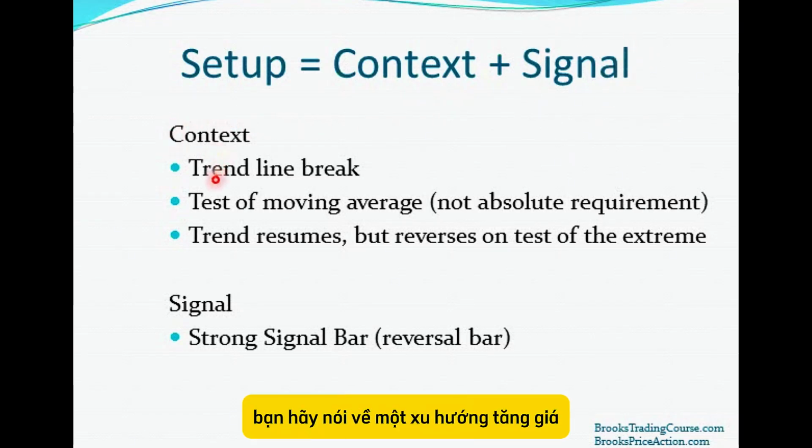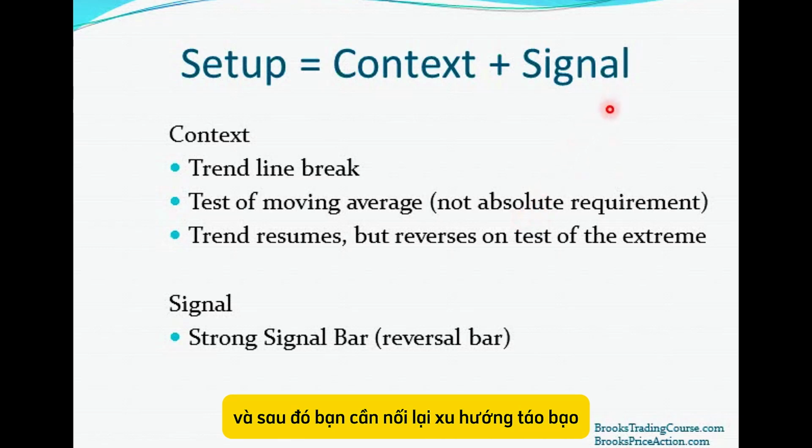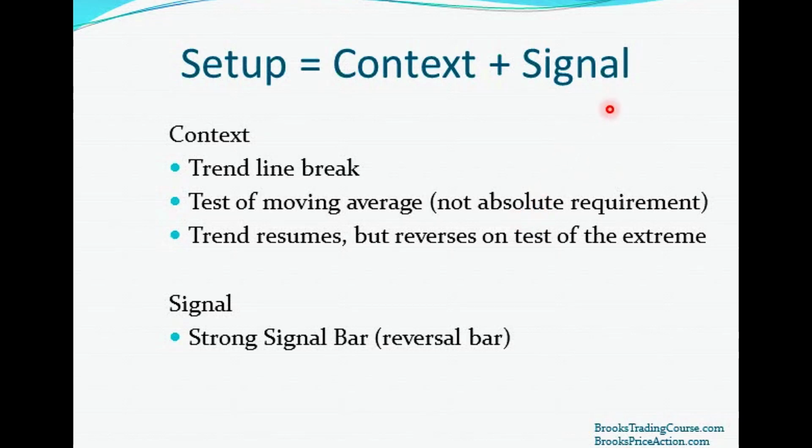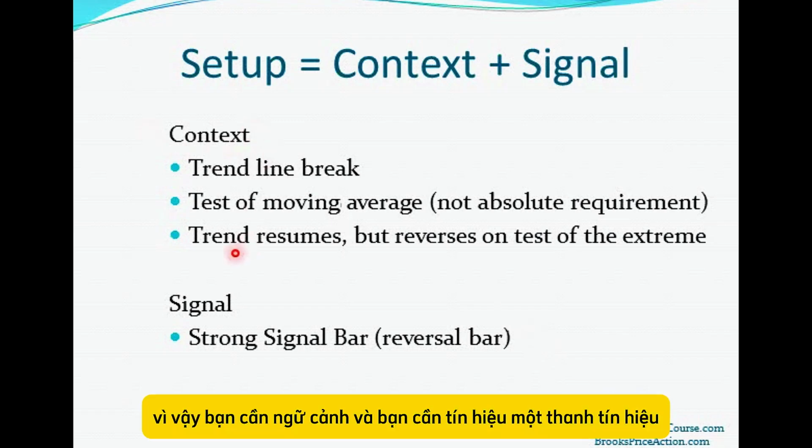For example, the context. Let's talk about a bull trend. You need a break below the trend line, a break out of the bull channel. You need a test of the moving average, not absolute, but usually the sell-off is enough to hit the moving average or go below. And then you need a resumption of the bull trend. And then once the market gets to the area of the prior bull high, you need a strong bear signal bar. So you need context and you need a signal bar.